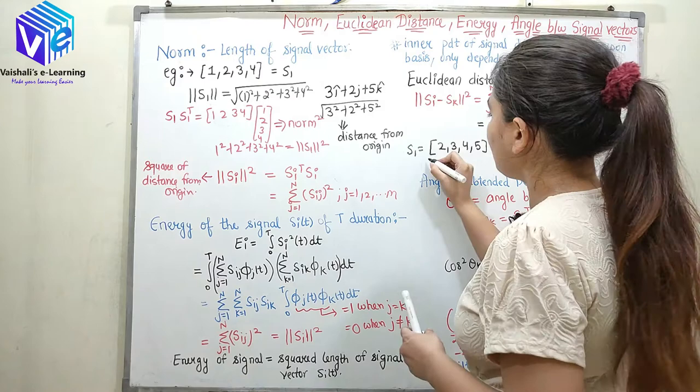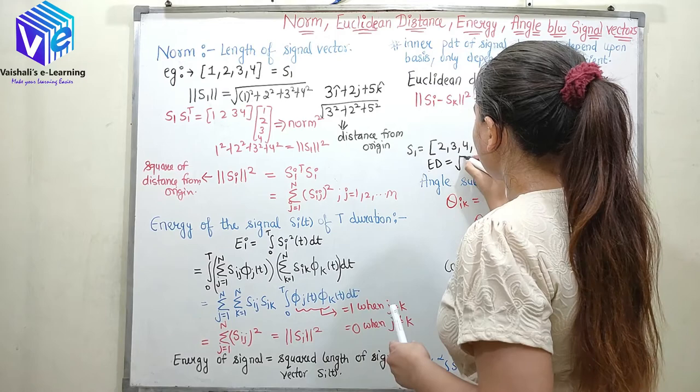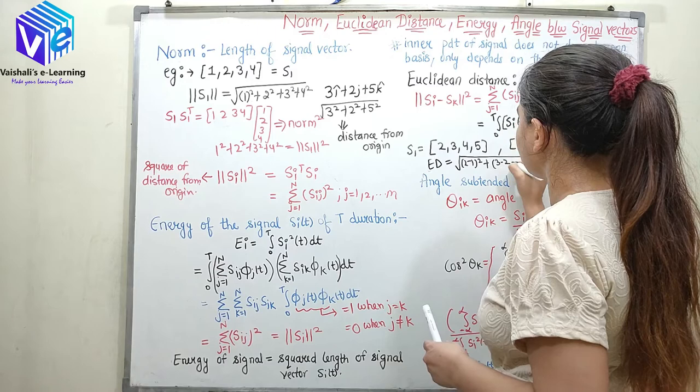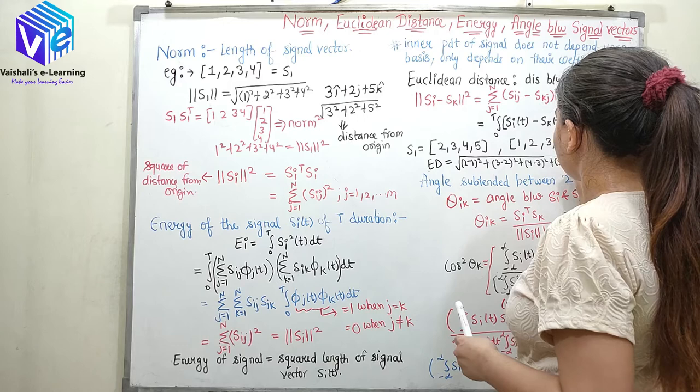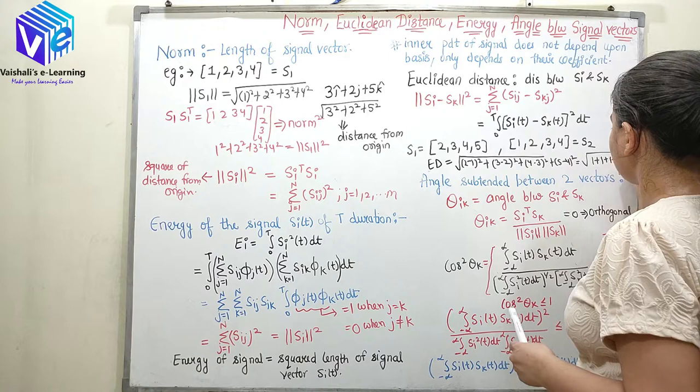I am denoting the Euclidean distance by ED. So it will be equal to (2 minus 1) square plus (3 minus 2) square plus (4 minus 3) square plus (5 minus 4) square. So it will be equal to under root 1 plus 1 plus 1 plus 1, which is equal to 2.